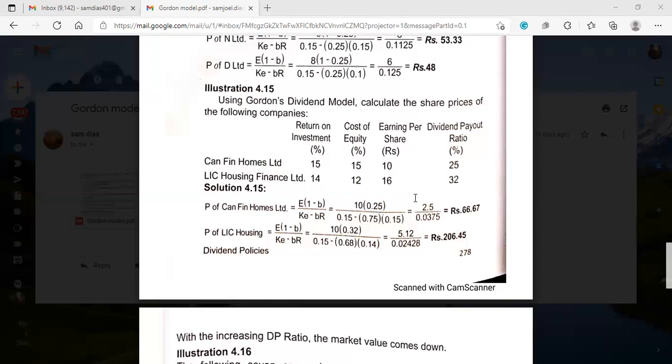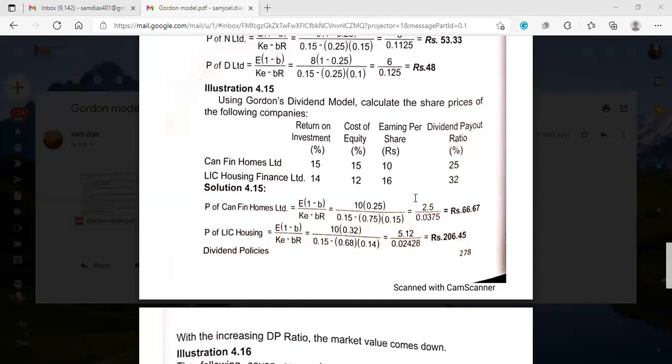Now let us move to the other company, LIC Housing. Again, using the same formula, first we have to identify the particulars to fit the formula. E stands for earning per share, given in the problem as 16 rupees. 1 minus B means the dividend payout ratio, given in the problem as 32%, that stands for 0.32. Then KE, cost of equity, is given as 12%.